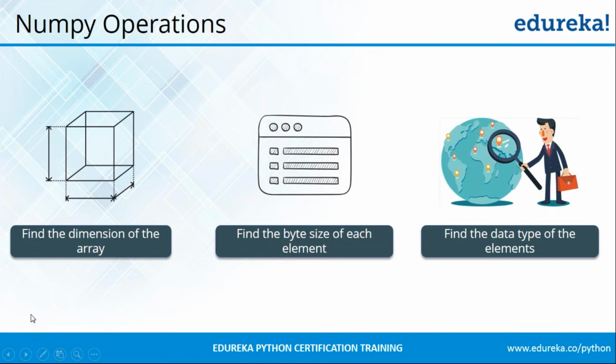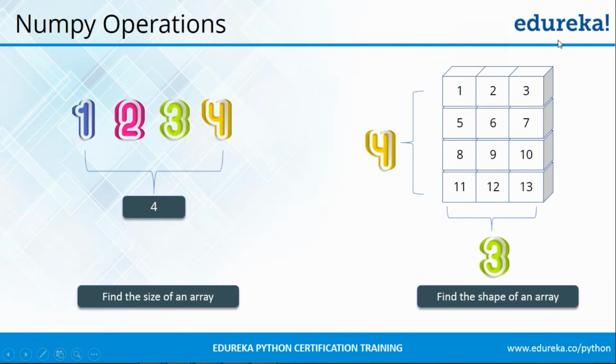Now let us move forward and see what are the other operations that you can perform with NumPy module. So by using NumPy array, you can actually find the size of your array. How you can do that, I'll show you practically. You don't need to worry about that. So when I say size of the array, that means the total number of elements that are present in the array. So if this is an array, so the total number of elements become 4. 1, 2, 3, and 4.